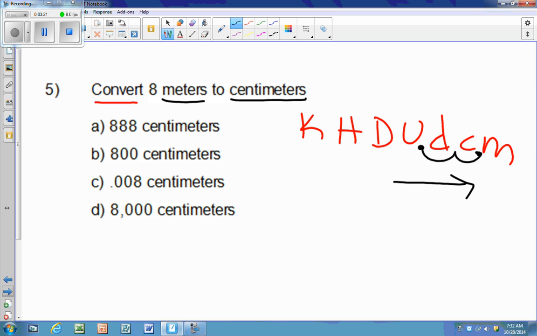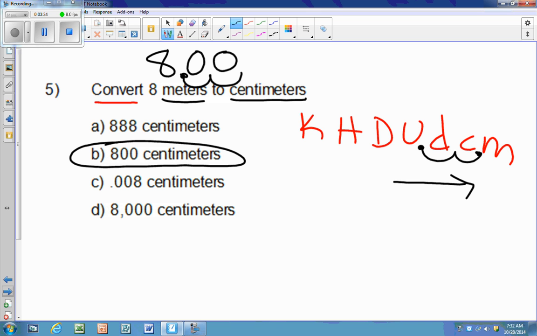twice. So I have my number 8. I know there's a decimal to start there. I have to go to the right twice. 1, 2. I can fill in zeros there to complete that. So my answer would be 800. And there's my 800 centimeters.